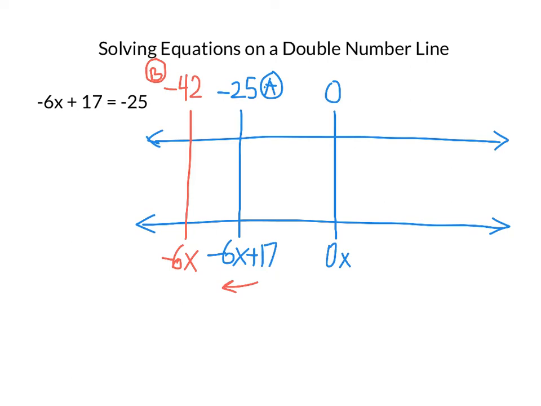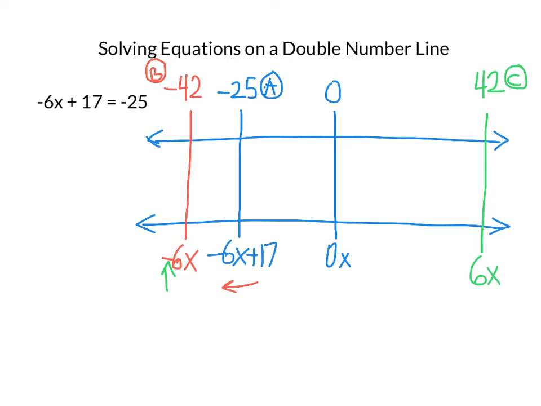Now, the trick here is that I need to take the opposite. To get rid of this negative, I need to take the opposite of negative 6x, which is positive 6x. So I try to go about the same distance on the other side of the 0, and this would be 6x, because a negative means opposite. So the opposite side of 0. And that, of course, on the opposite side equals now positive 42. And that is step C.